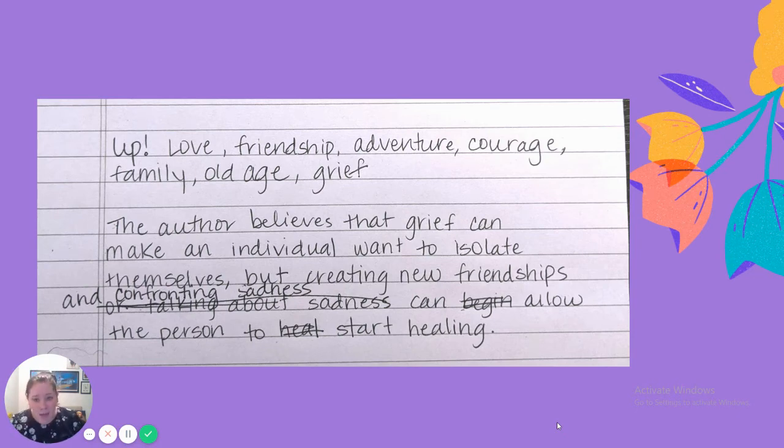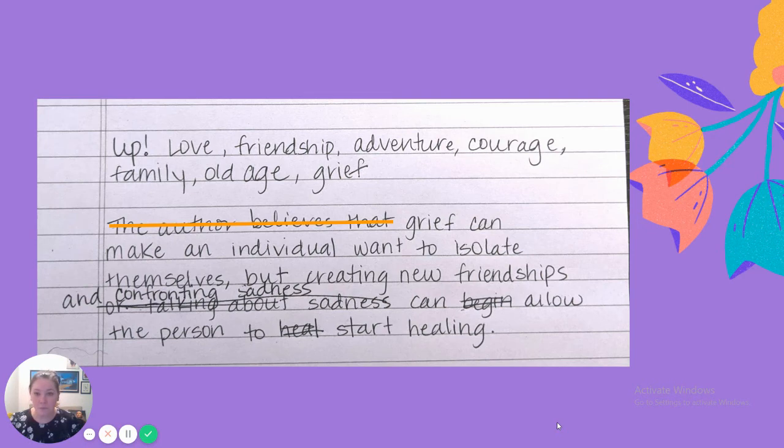So there's one thing that I have to take away to make this an actual thematic statement. And it's that little phrase, the author believes that, because that's my thinking tool. I'm going to write that down to just remind myself that I need to think of what the author is believing about grief. But now that I've taken that away, if I capitalize the G, I've got a thematic statement. Grief can make an individual want to isolate themselves, but creating new friendships and confronting sadness can allow the person to start healing.